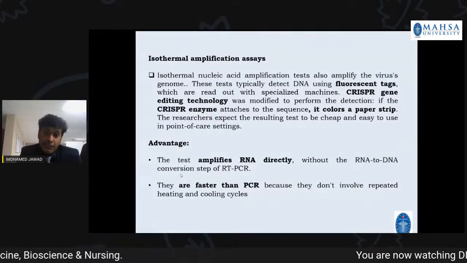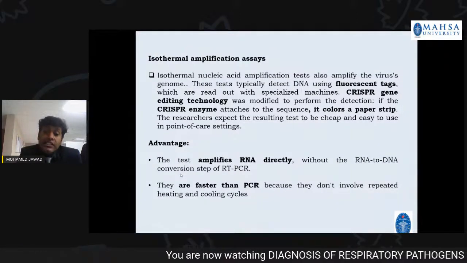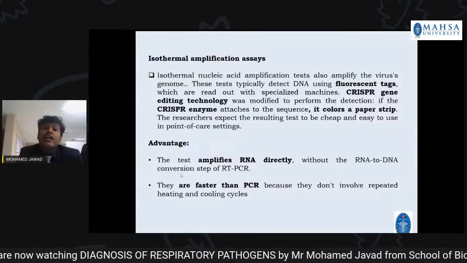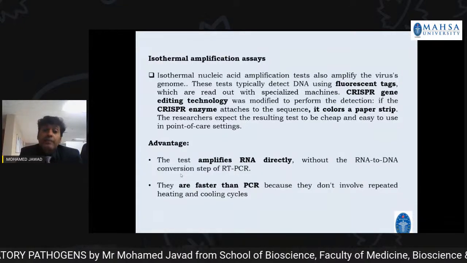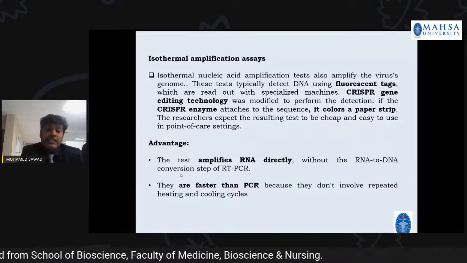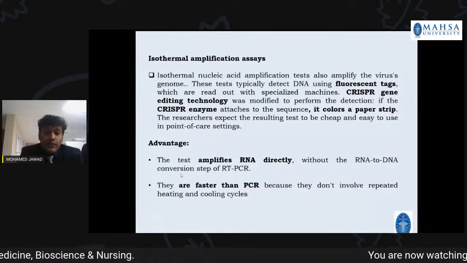The main advantage is that it's faster than RT-PCR. The test amplifies RNA directly without RNA to DNA conversion, so it skips a step of RT-PCR and is faster than PCR. And there are no repeated heating and cooling cycles. So that's it for this one.